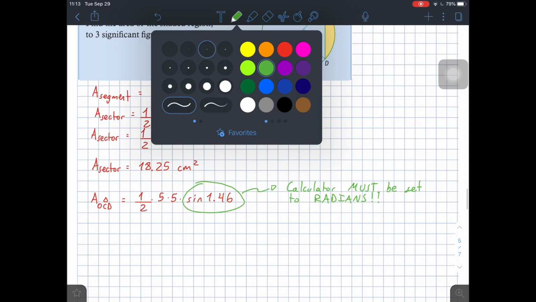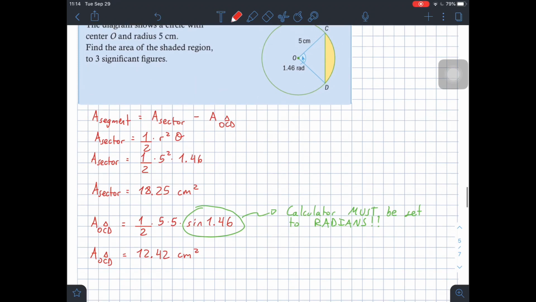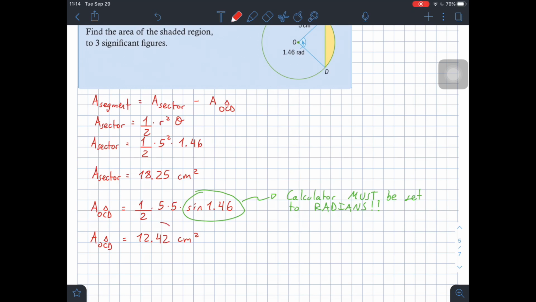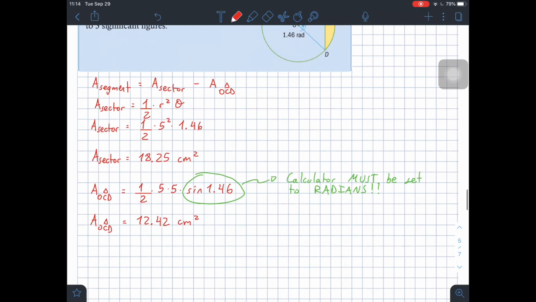So once you have done that, then you're going to find the area of the triangle. OCD triangle is equal to 1/2 times 5 times 5 times sine of 1.46. You should get an answer of 12.42 centimeters squared. And you see that logically, this area is much smaller than the area of the sector, which should be that way because the area of the triangle is smaller than the area of the whole thing, the area of the sector. So make sure that you get a logical answer. If you're not getting a logical answer, maybe you haven't set your calculators correctly. It should say radians instead of degrees.